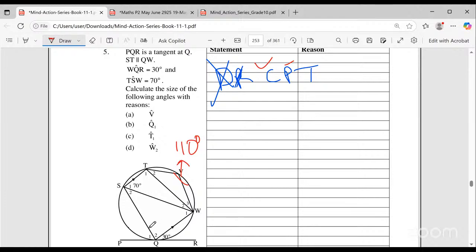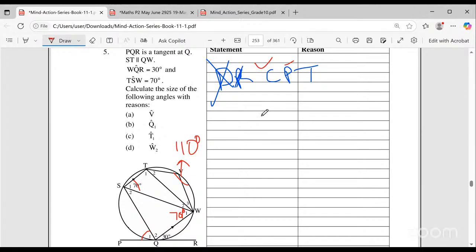Where is Q1? Q1 is this one here. Okay, using the tan chord theorem, this one is going to be equal to that one. And now, these are parallel lines. This angle is equal to that angle. Therefore, this is 70 degrees, reason being alternate angles. Then ST is parallel to QW. Therefore, W1 is equal to Q1, reason being tan chord theorem. Does part B make sense to you, guys? Yes, sir. Okay, thank you, guys.